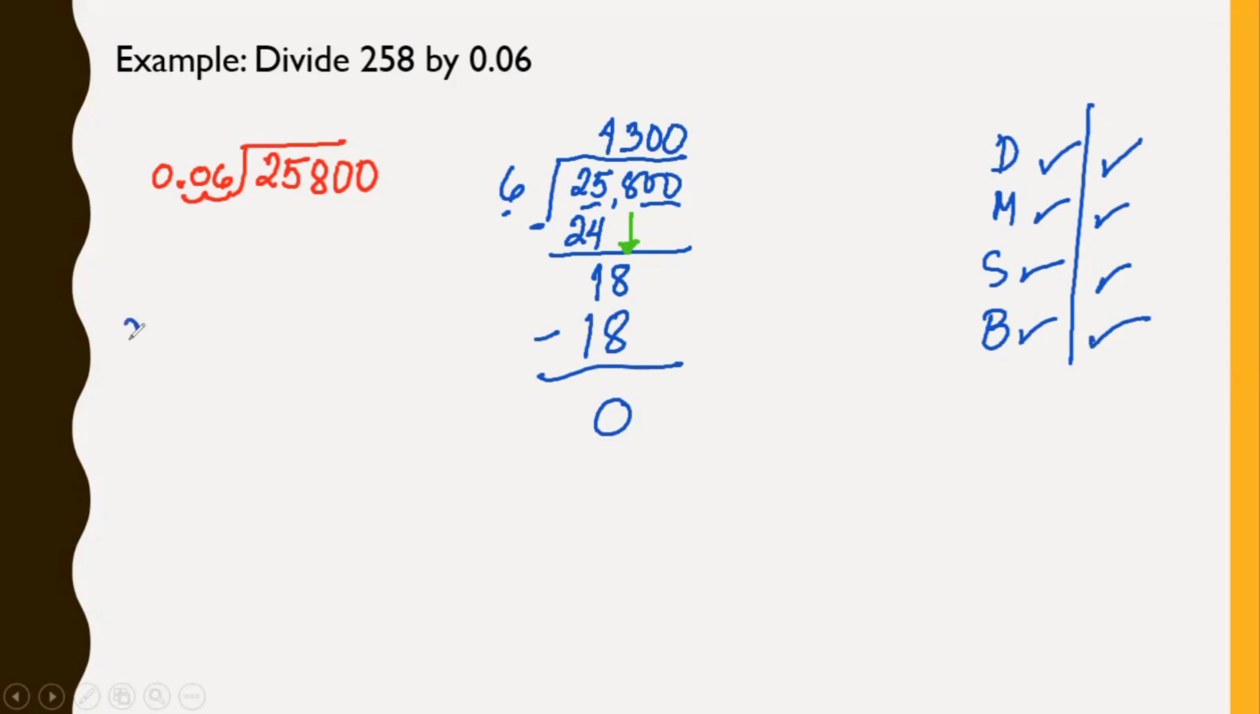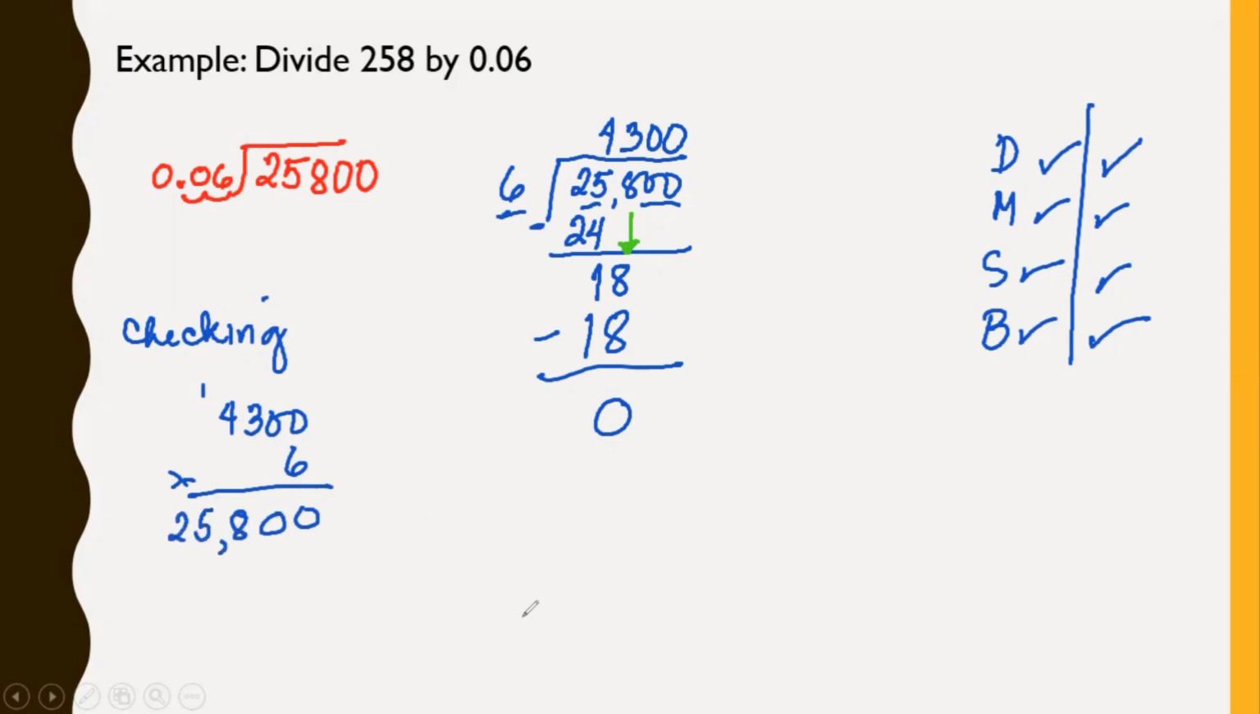Now, let's do the checking. We have 4,300 times 6. We have 0, 0. 6 times 3 is 18 on 6 times 4 is 24 plus 1 is 25. The answer is 25,800 and it should be the same with the dividend here. Okay, kapag parehas, your answer is correct.